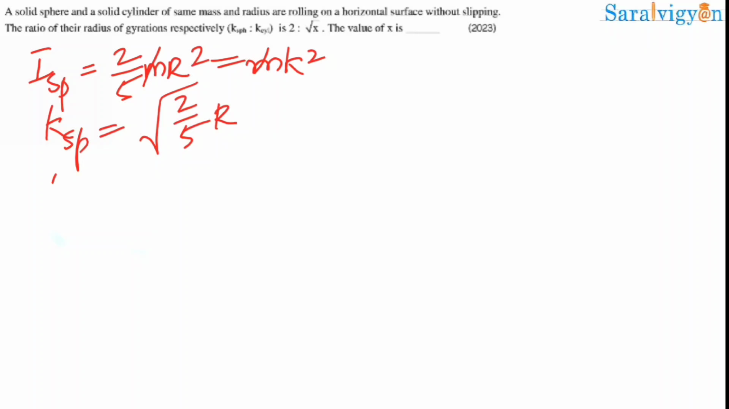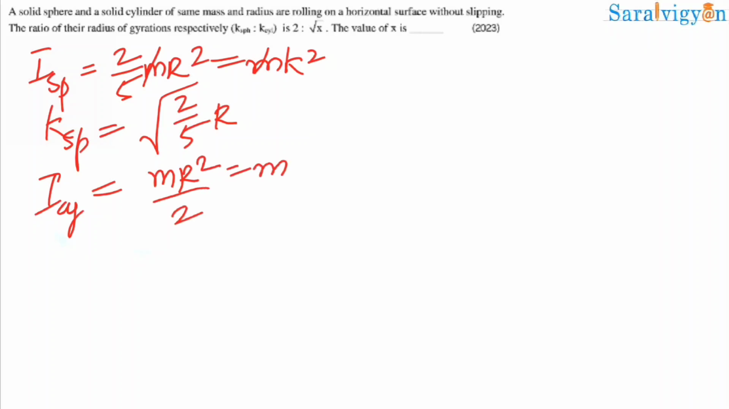So let's take the case of cylinder. The moment of inertia of the cylinder is equal to mr square by 2, which is the same as mk square. In terms of radius of gyration, we can cancel the mass and we write k cylinder is equal to r divided by root 2.